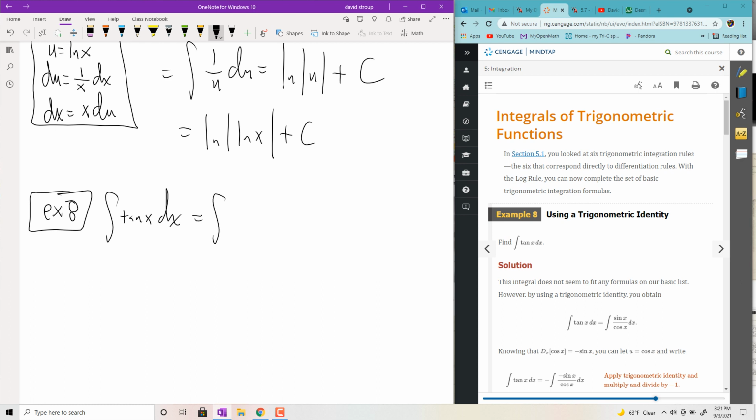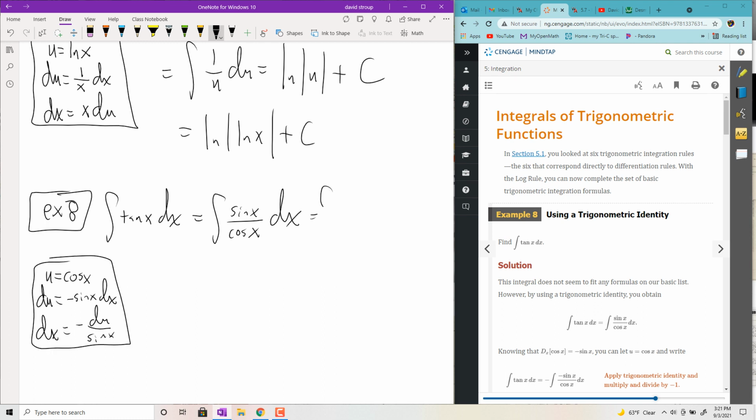But the trick is to rewrite it using a trigonometric identity, here I guess, I forget what they call this, the quotient rule. But anyways, we learned that tan is sine over cosine, and then we could use a u sub on cosine to get our answer. So du would be negative sine x dx, and then dx is going to be negative du all over sine x. And then we can do our subs. So we have the integral of sine x over u times negative du over sine x. Thankfully, the sine x's, boom, boom, they're gone.